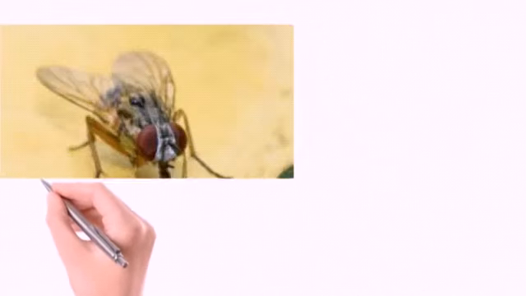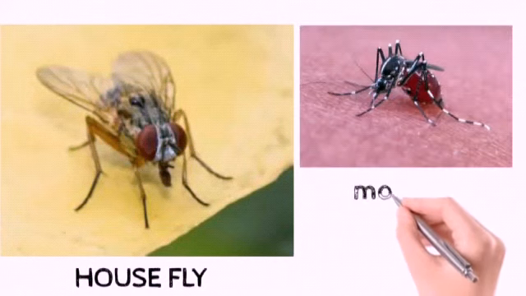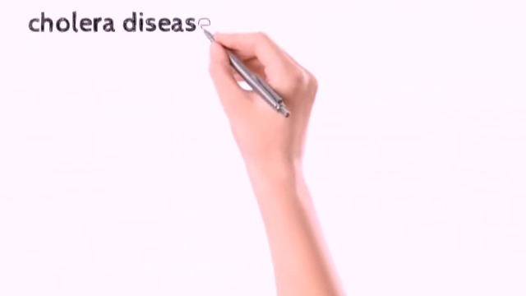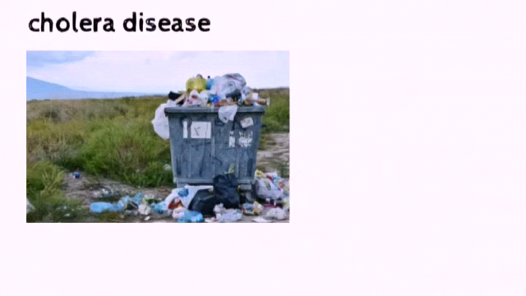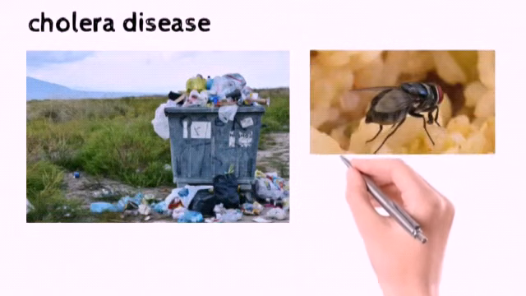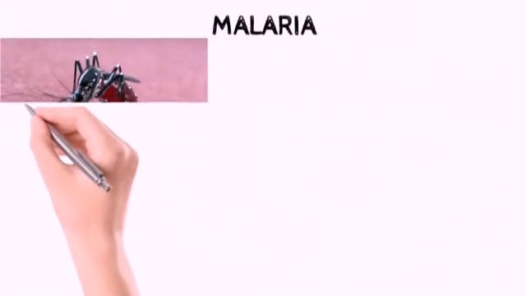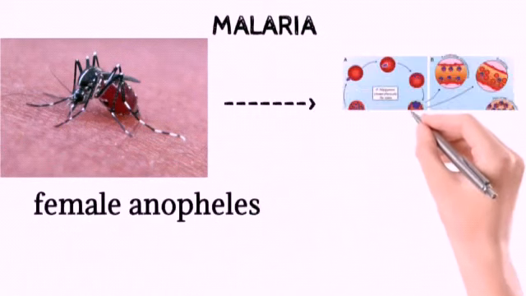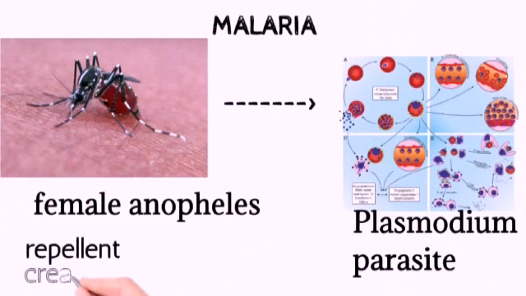Some insects and animals that are found in our surroundings act as carriers of pathogens, for example, housefly and mosquito. In cholera disease, houseflies are the carriers of many pathogens. To prevent cholera, the food should always be covered, and we should avoid consuming uncovered food items. In malaria disease, the female Anopheles mosquito is the carrier of the Plasmodium parasite. We should use mosquito repellent creams, sprays, and mosquito nets to prevent malaria.